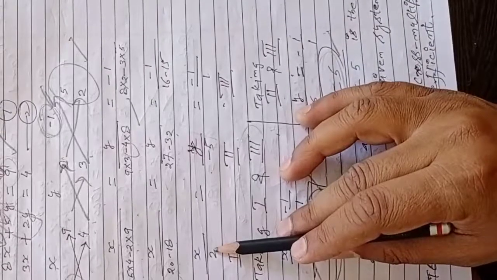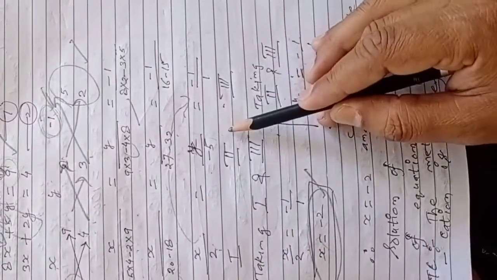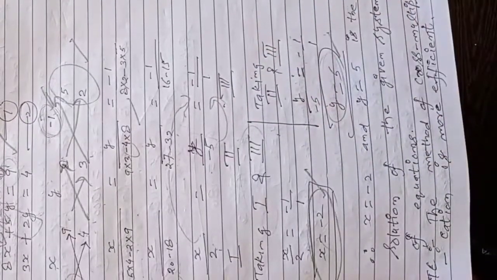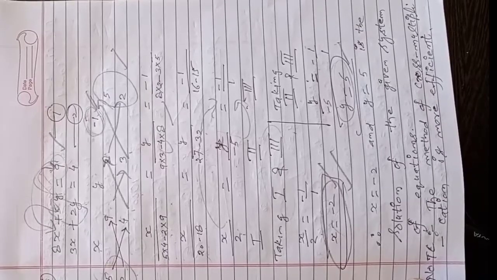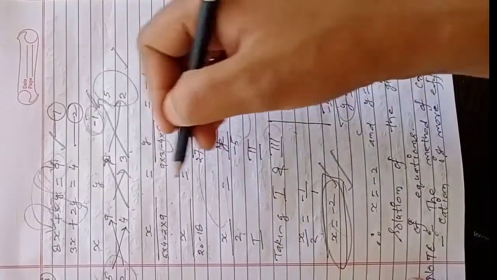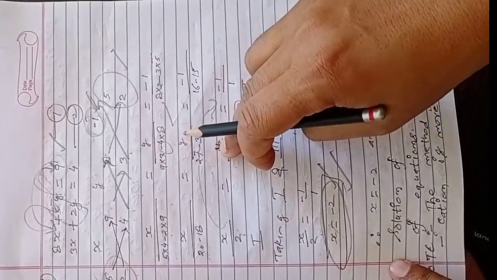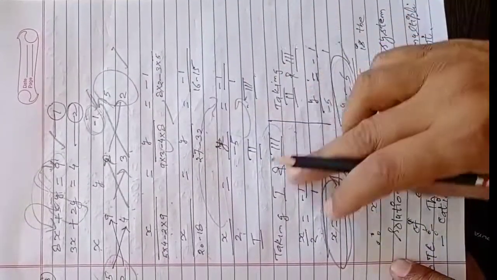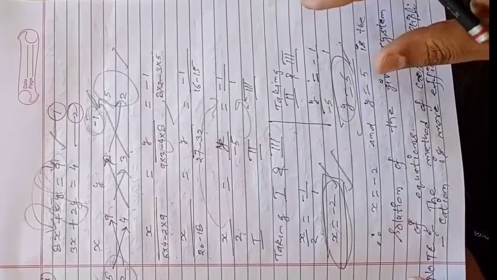We have to take one with the first ratio with the third and one with the second ratio with the third. These are the solution of the given equations. Now students, you have to understand that the cross multiplication method is more efficient than other methods, because the calculation is easy in the cross multiplication method.